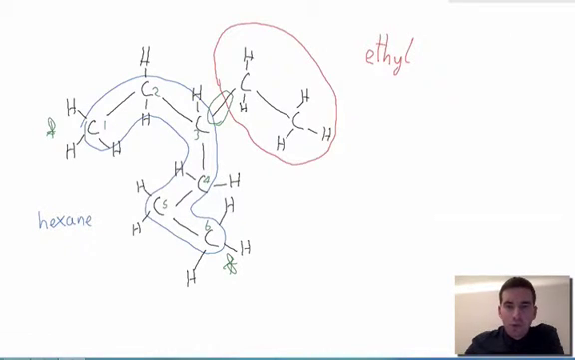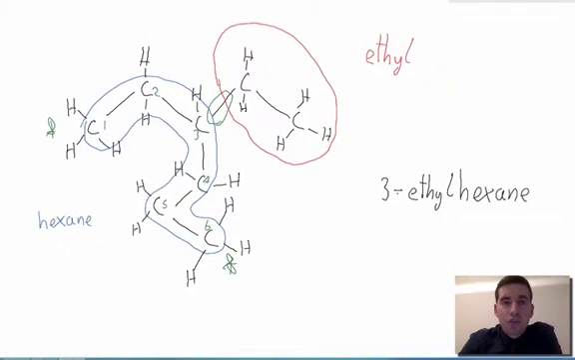So for this molecule, it is based on hexane. We have an ethyl group, and this ethyl group is attached to the 3rd carbon. Now note that I put this little dash, and you have to put this whenever you have a number next to a letter, or a letter next to a number.